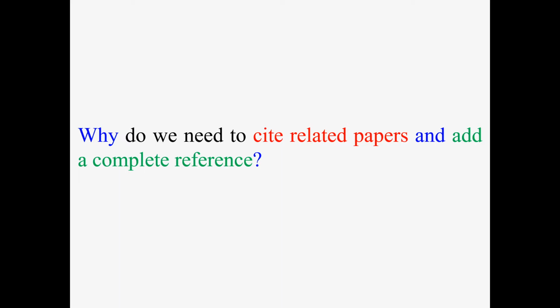So you need to find the specific papers in Google Scholar or maybe in Google or in ResearchGate. If you search with keywords, then you will find papers. That's why I said related papers. You don't need to read the whole papers, right? Then, why do you need to add a complete reference? Why?